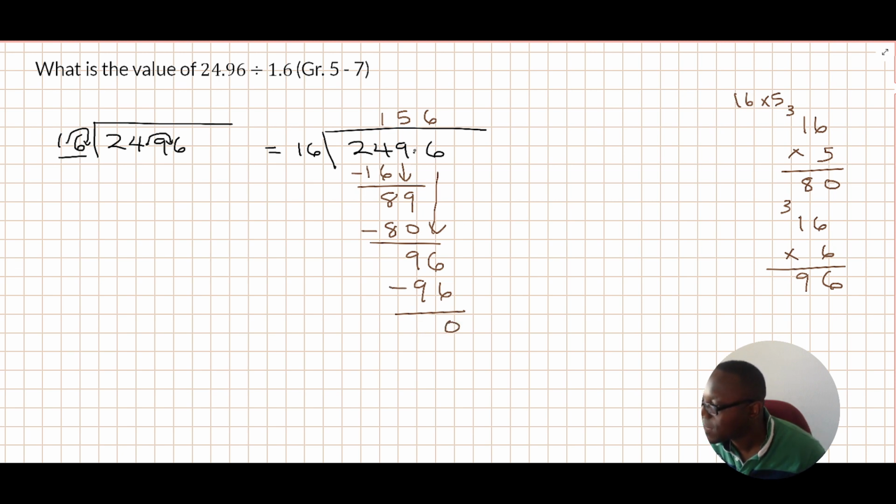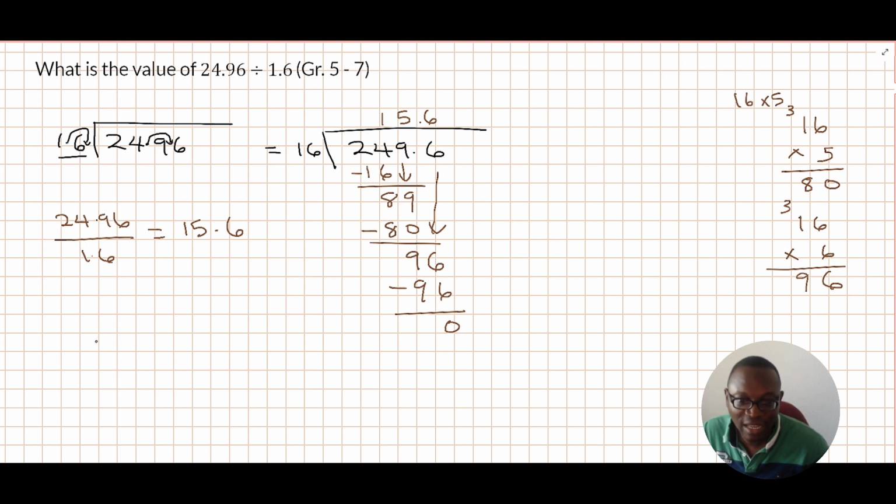But take note of this. We have just one decimal here. There's only one number after the decimal in our original number that we're working with right now. So in our answer, we're going to put one number after the decimal as well. So 249.6 divided by 16 is going to give you 15.6.